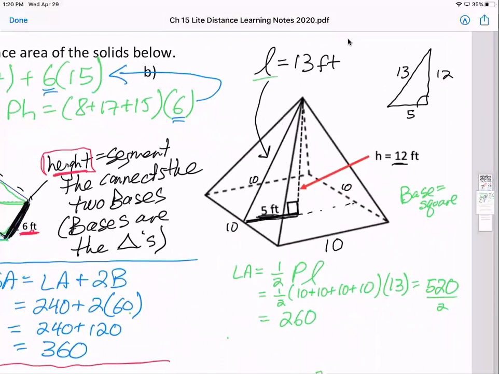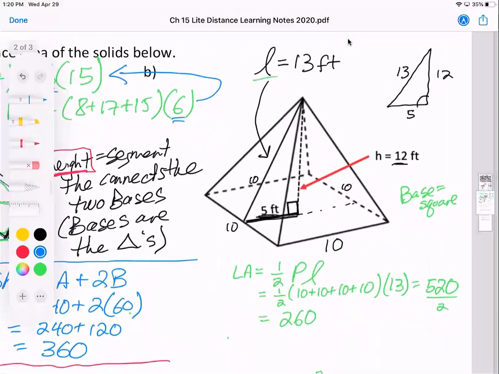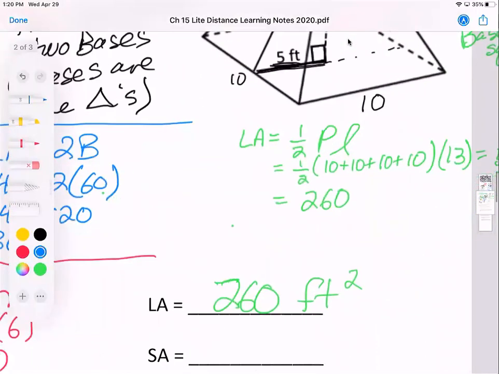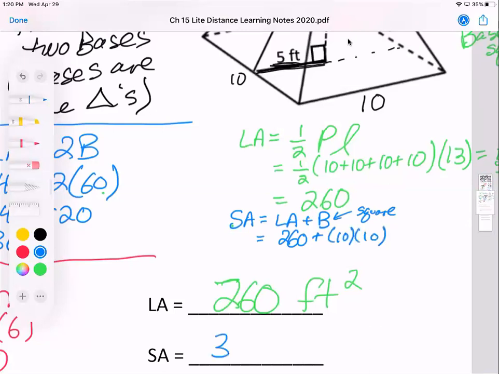The total surface area would be that lateral area. Surface area would be the lateral area plus the area of the base. The lateral area is 260. The area of the base is a square. So a square is 10 by 10, which is 100. So the surface area would be 360 square feet.